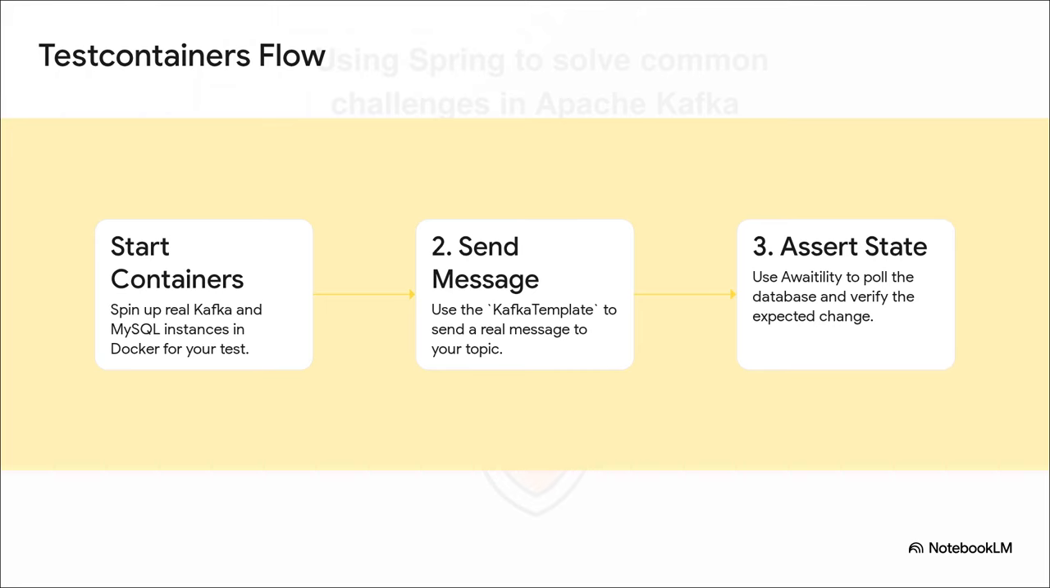The process is surprisingly simple. First, you define the containers. Second, you use Spring's KafkaTemplate to send a real message. And third, you use a helper library like Awaitility to just wait and poll the database until the change you expect shows up. This gives you so much confidence that the whole thing works end to end.